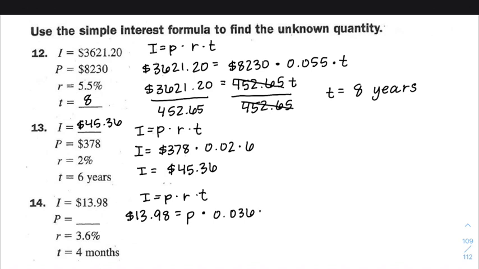Because time is measured in months, I need to write it as a fraction out of 12. Next, I need to simplify my equation by multiplying 0.036 and 4/12. This is going to give me 0.012. I'm going to bring down my P, as well as my interest of $13.98. To find the value of P, I need to divide both sides of my equation by 0.012.